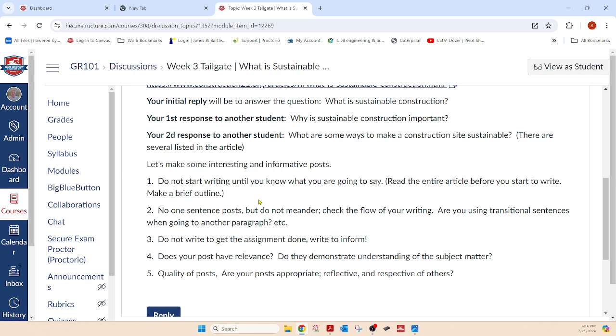Please don't start writing until you know what you're going to say. Read the entire article before you start to write. It makes a huge difference. Just jot down some things as you're reading, what you want to say. When you start this, I can tell for sure if you don't really know where you're going, and it shows. It glares at you when you're meandering.